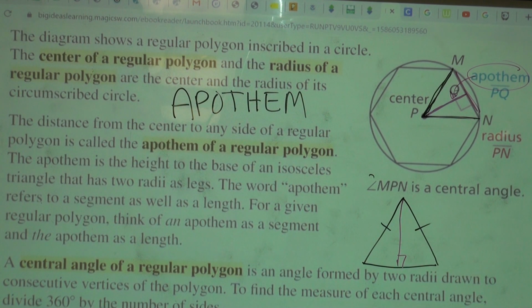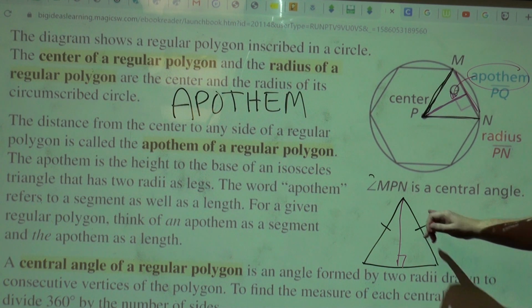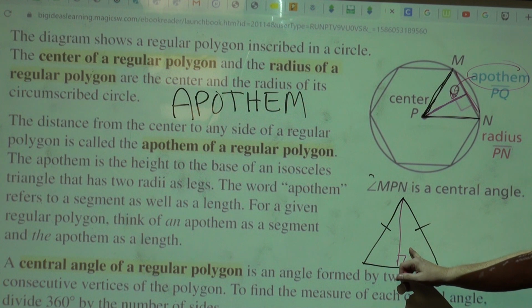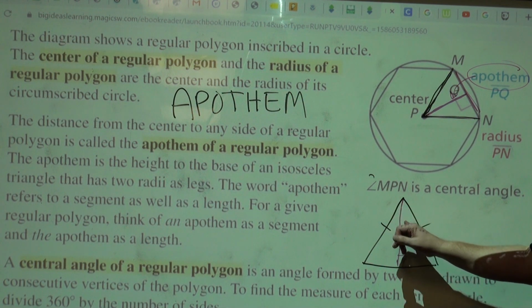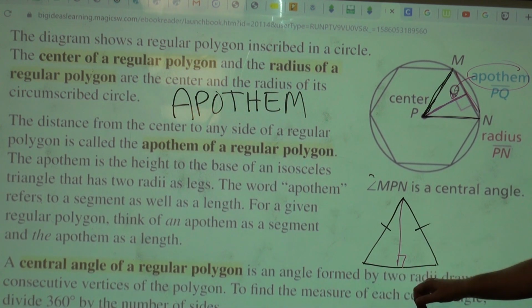That's the apothem. Not hypothem, apothem. All right? It forms the height of the triangle. So clearly, if you knew the distance for the apothem and the distance of the base, you can calculate the area of this section. Okay? That's all that really matters. So that is the word apothem.